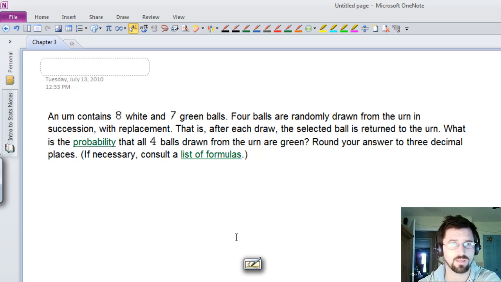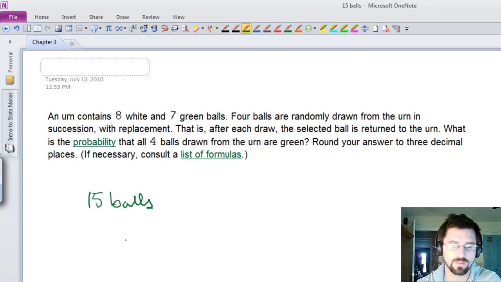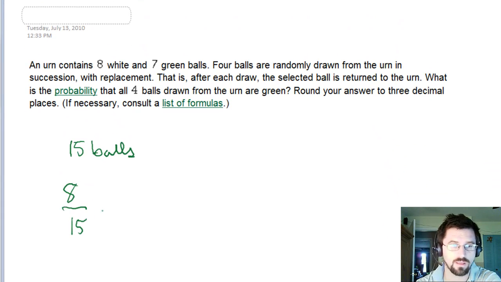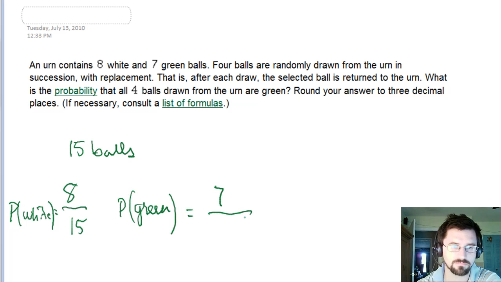An urn contains 8 white and 7 green means that in the urn there are 15 balls total. The chance of picking any individual ball is 1 out of 15. The chance of picking a white ball is 8 out of 15, so we'll call that P of white. And the chance of picking a green is 7 out of 15.